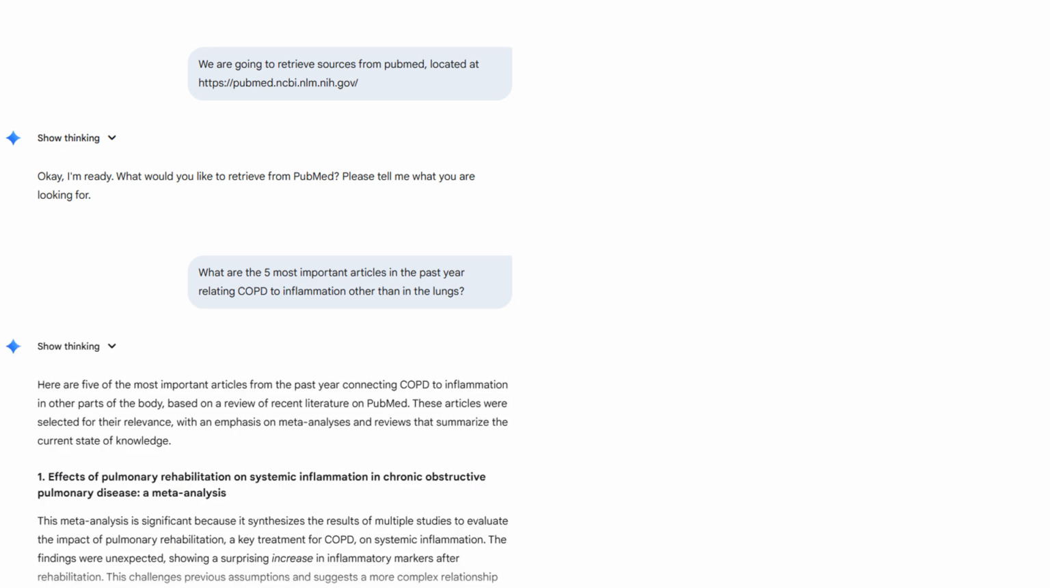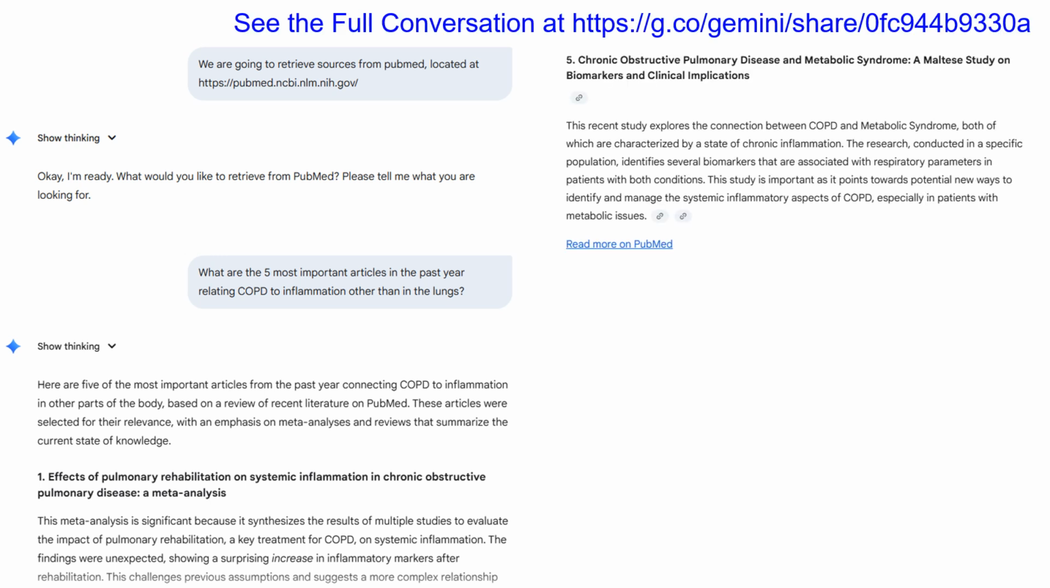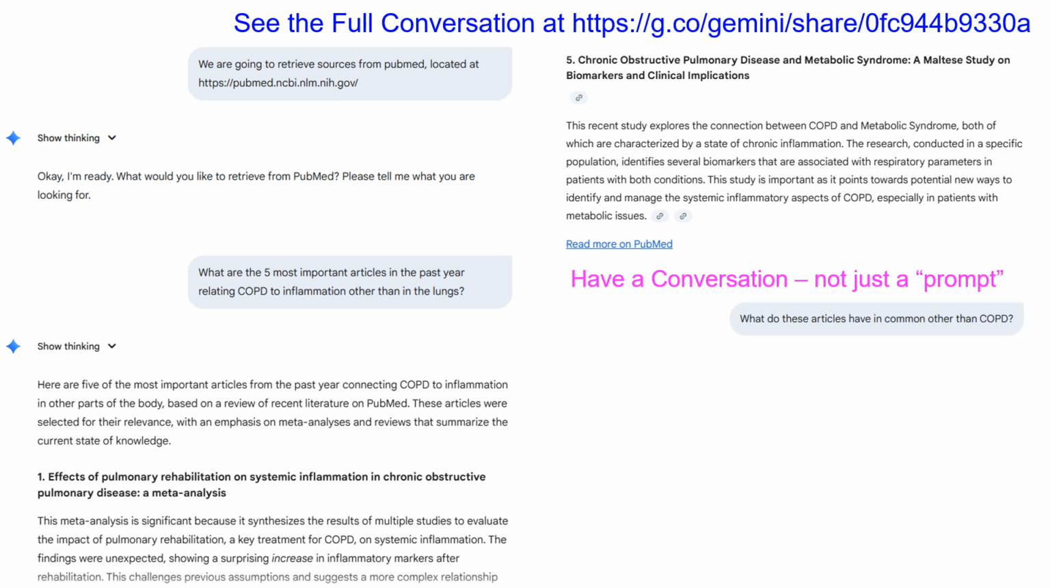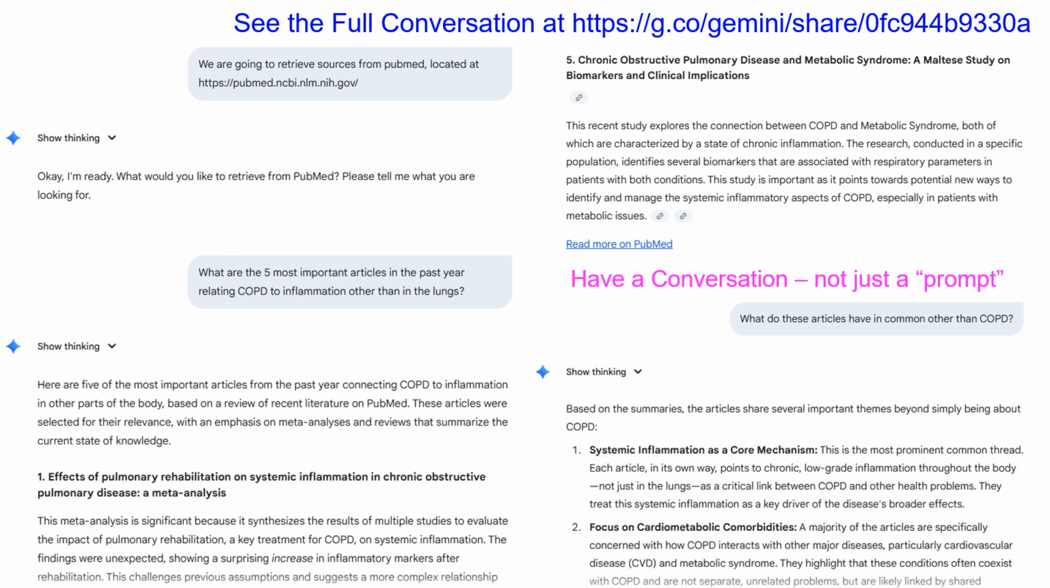And here you can see 5 articles. I'm just showing you the first and the last. You can see the full conversation at this address. But we want to have a conversation, not just a prompt. But this first question was actually just a starter question in the context. What do these articles have in common other than COPD? Well, now it does a summary. Says all of these articles talk about systemic inflammation as a core mechanism.